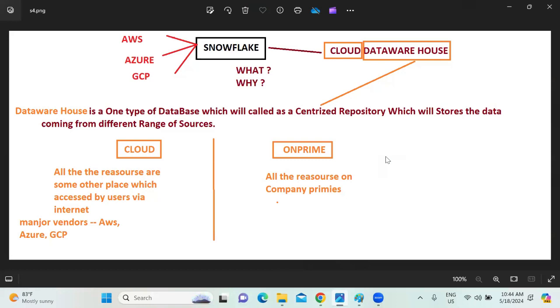The flow is correct, 100% correct. Whatever flow you are describing, you can do everything on Snowflake. Why? Because it works as database management, it works as an ETL, and it works as a data warehouse. All three we can do. Your point is correct.